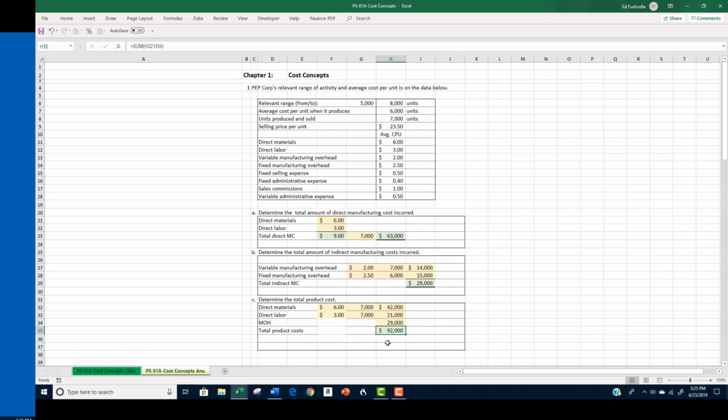For this problem, the amount produced equals the amount sold. Had there been a difference, we would always multiply the per unit variable cost by the units produced to determine the total product cost.